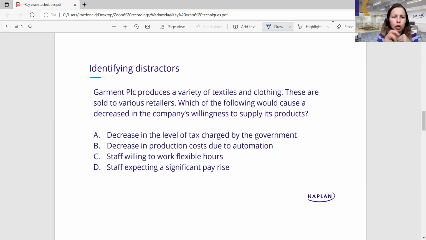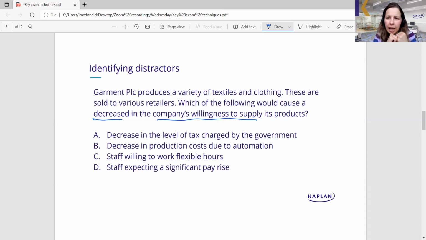Which of the following would cause a decrease in the company's willingness to supply its products? We need to think about the meaning of the saying. The company is supplying its products, clothing and textiles. What would decrease our willingness to supply those products? Something needs to happen that makes our company less willing to make those textiles and clothing. Let's now look at the options.